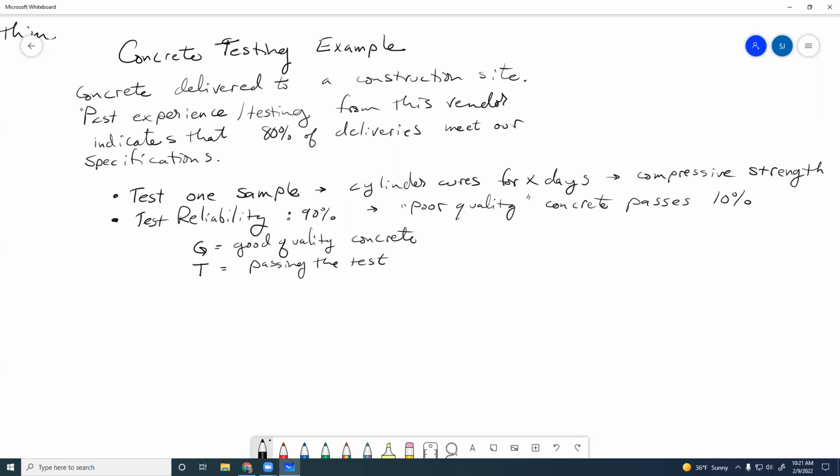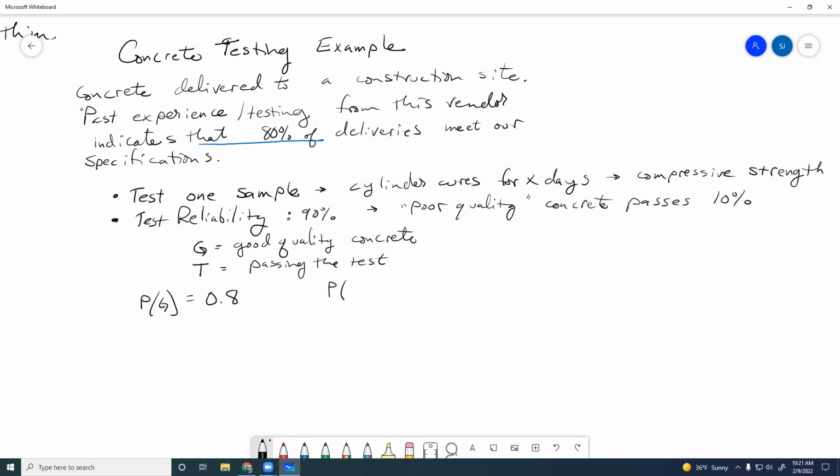So good quality concrete is just, is it good or not? Then we test it to find out if it's good, but that's not necessarily 100% reliable. Okay, so what's the probability that we have good quality concrete from this plant, given the problem that we set up? From that plant, 80% is good quality, so 0.8.